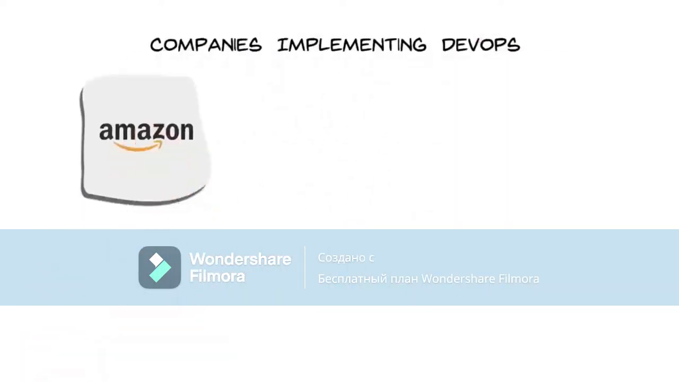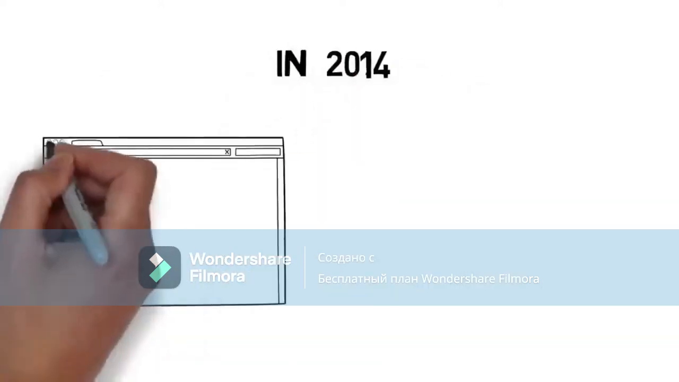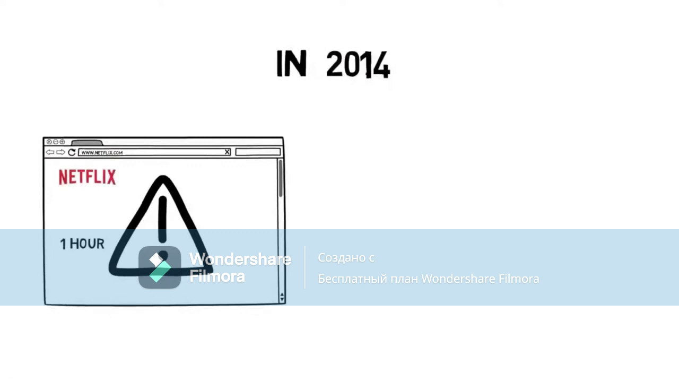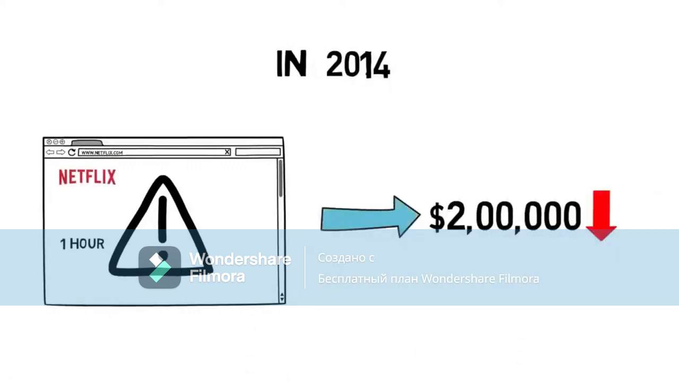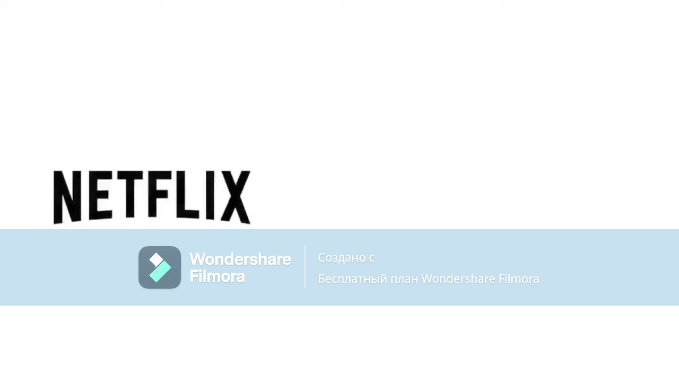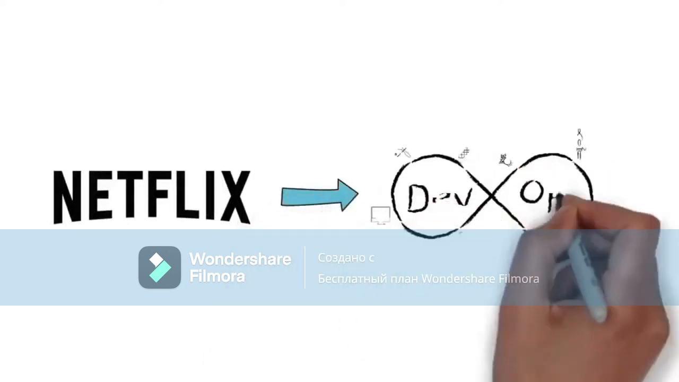Giants such as Amazon, Netflix, Target, Etsy and Walmart have all adopted DevOps and seen a considerable increase in delivery and quality. In 2014, an hour of downtime for Netflix would cost it $200,000. It became absolutely crucial that Netflix prepared themselves for any sort of failure. And so, they took to the DevOps approach and implemented it in the most unique way.